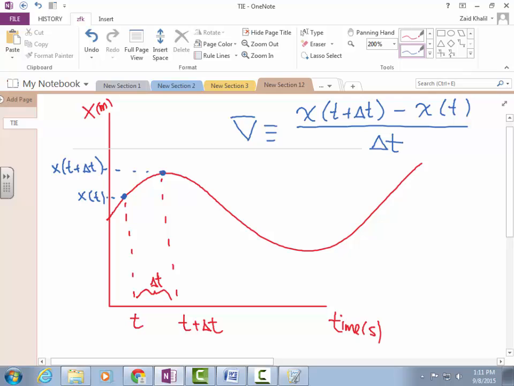This specifies the rise divided by the run. Of what line? What line is it the rise divided by the run of? It is the secant line between this point and this point. Well, what does that secant line look like? It looks like this.